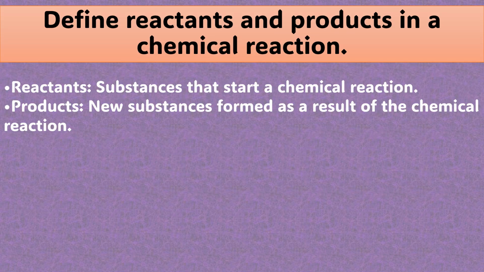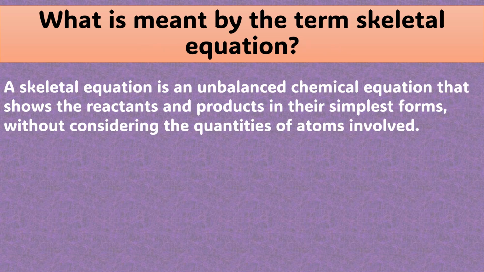Question number 31. Define reactants and products in a chemical reaction. Answer. Reactants: substances that start a chemical reaction. Products: new substances formed as a result of the chemical reaction.